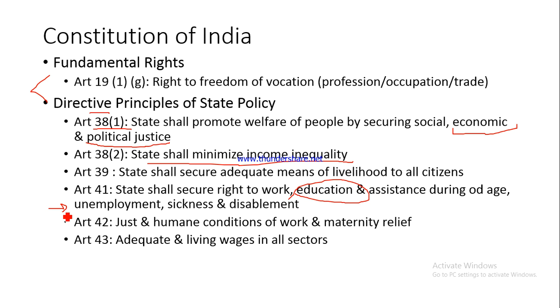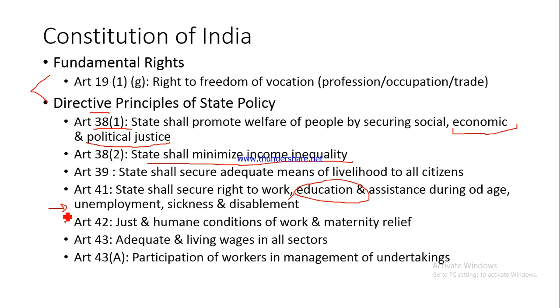Now, adequate and living wages in all sectors. Living wages and adequate wages. So wages should be sufficient. Wages should be so much that the individual should be able to fulfill the basic requirements at least. And that is why we have got the Minimum Wages Act here in India. You cannot pay below that minimum wage. This minimum wage also gets revised after every few years, so nobody could be paid below that particular minimum wage. So this is again something that the government has done.